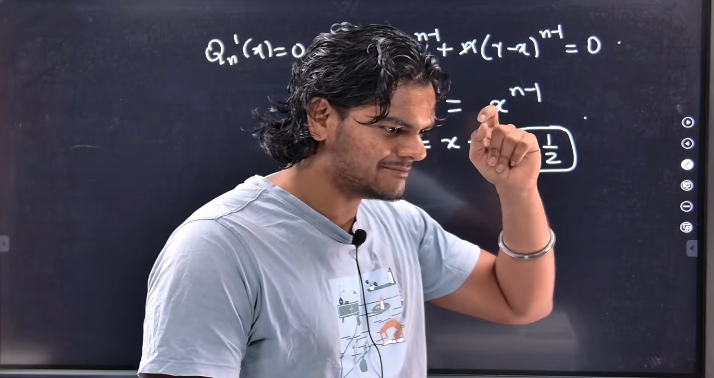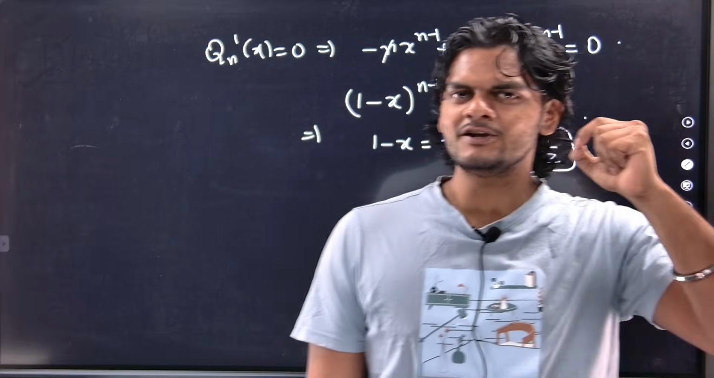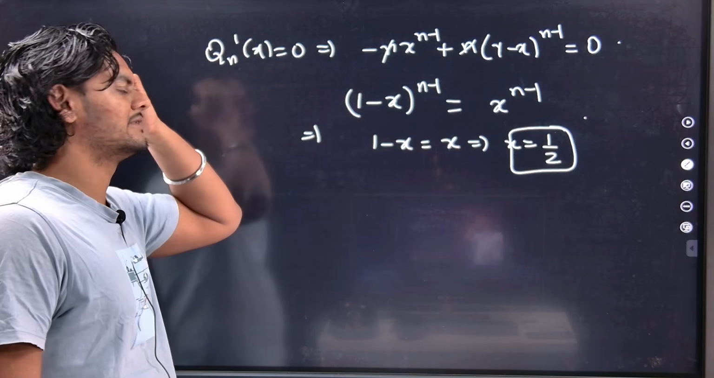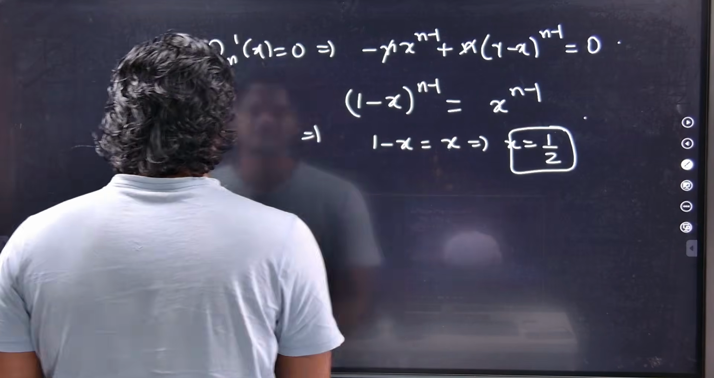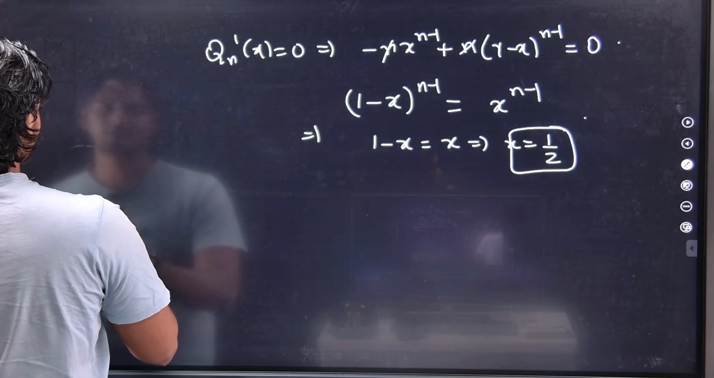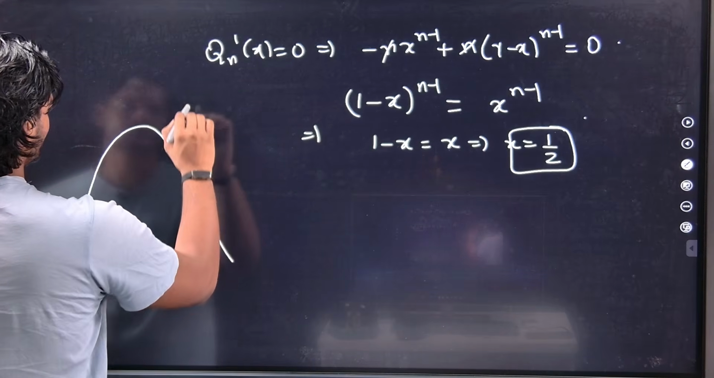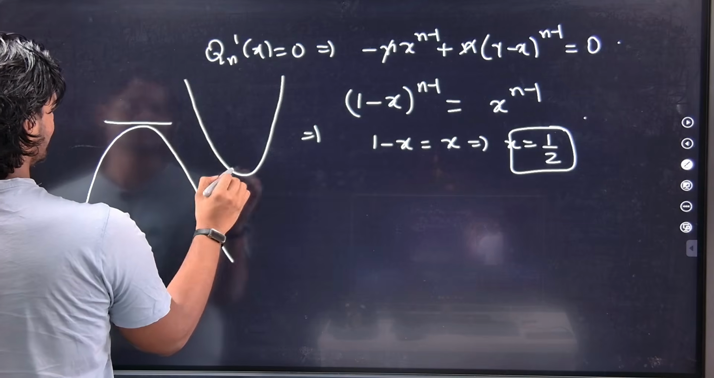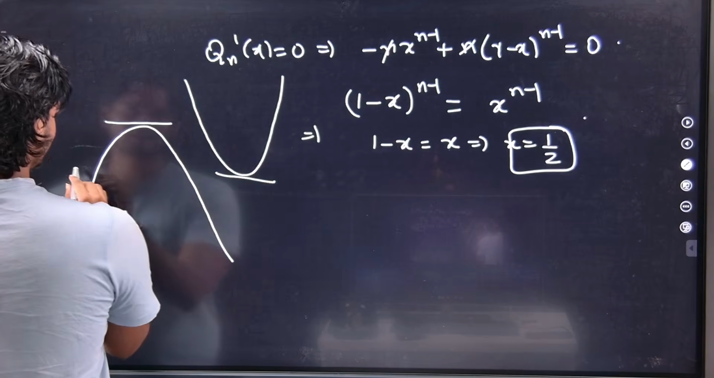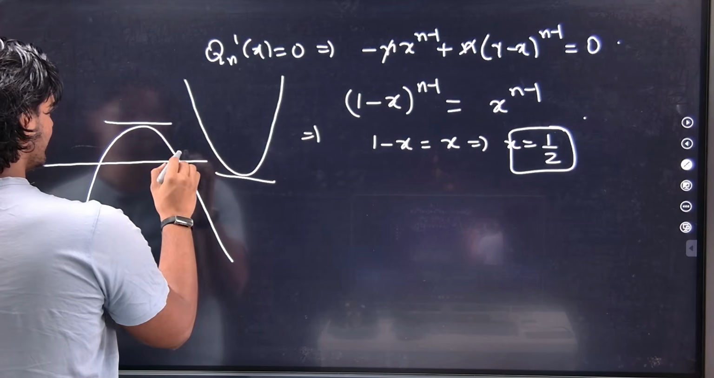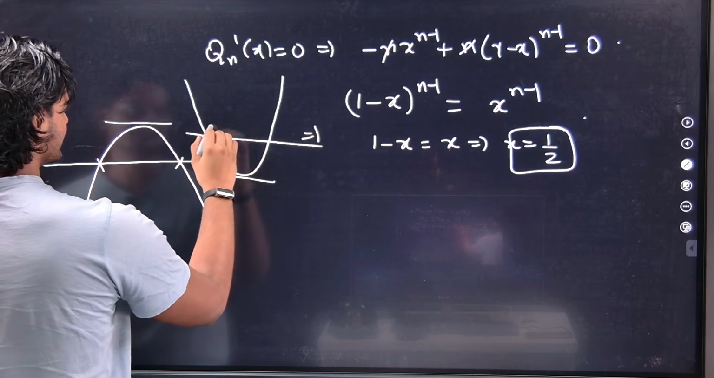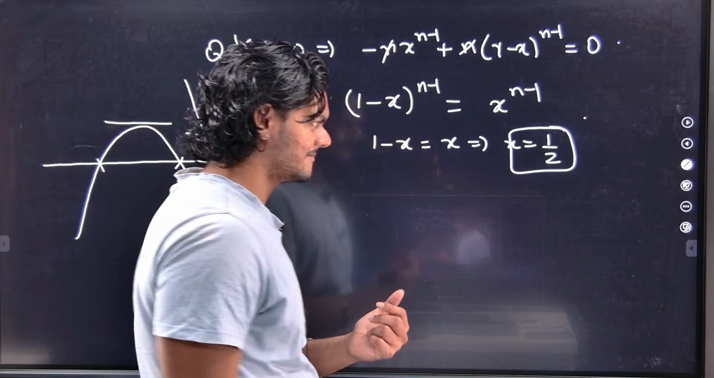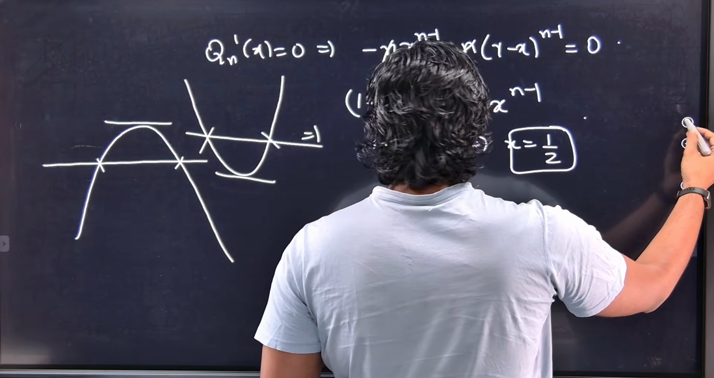So what does that immediately tell you? For every value of n, Qn dash has only one root. That means for every value of n, the graph will be something like this or something like this. This is the point 1 by 2. That means that it will intersect the x-axis only 2 times. So how do we prove it exactly?